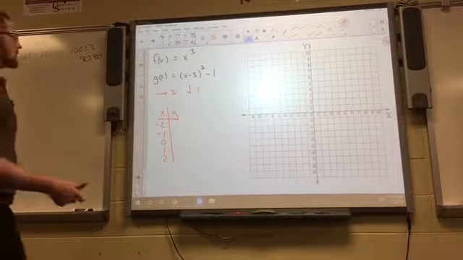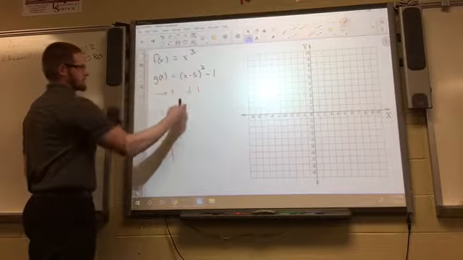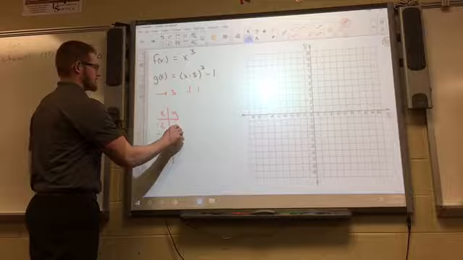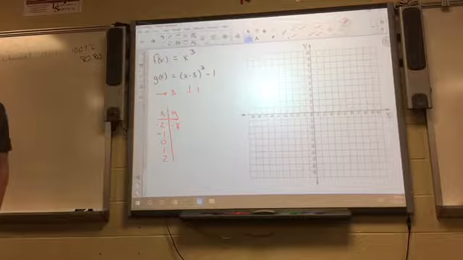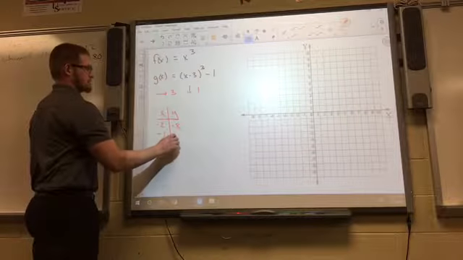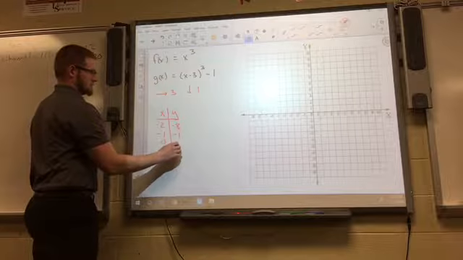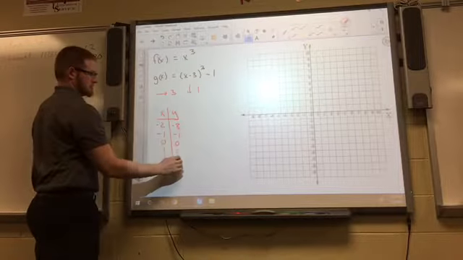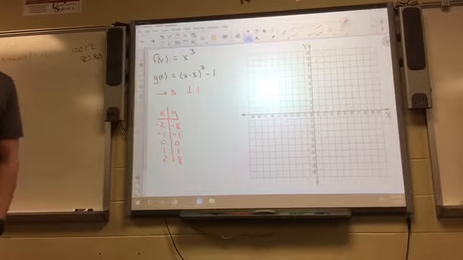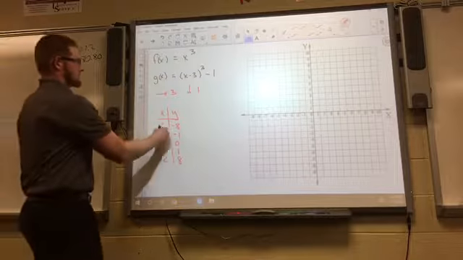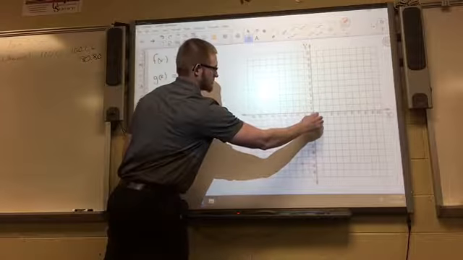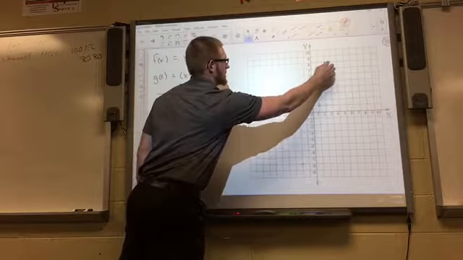Okay. So I take negative 2, I plug it in for x, I get negative 8. Remember, negative 2 times negative 2 is positive 4 times negative 2 is negative 8. Negative 1 cubed is negative 1. 0 cubed, 1 cubed, 2 cubed, 8. So we've made our XY chart. We filled it in. Now we can go ahead and graph this. Negative 2, negative 8. Negative 1, negative 1, 0, 0, 1, 1, and 2, 8.